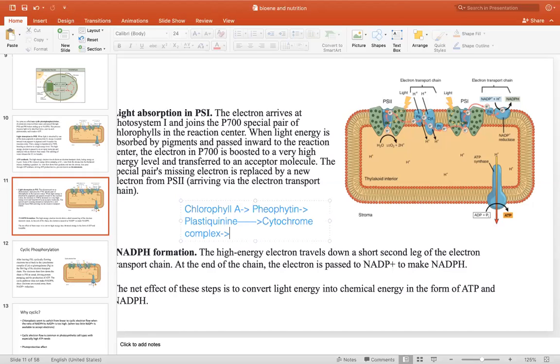Complex. Moving on to plastocyanin. Furthering on, moving to photosystem 1, chlorophyll B. Okay. Further moving on to ferredoxin. And lastly, NADPH.